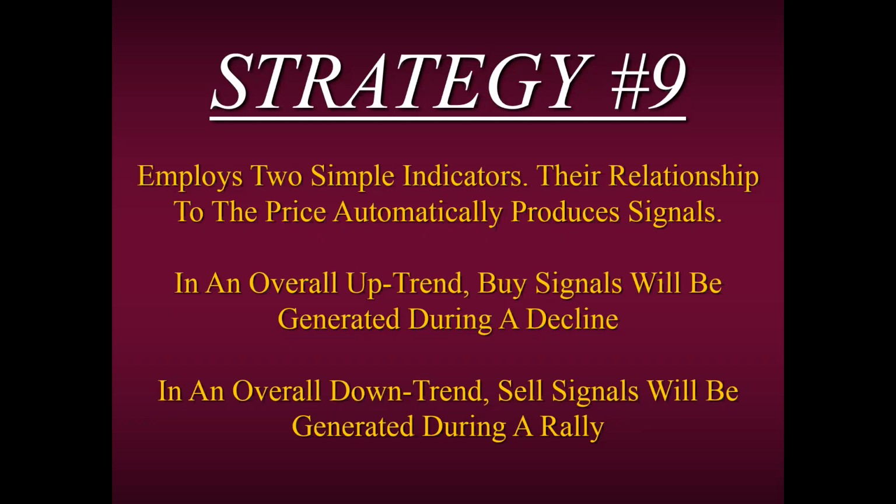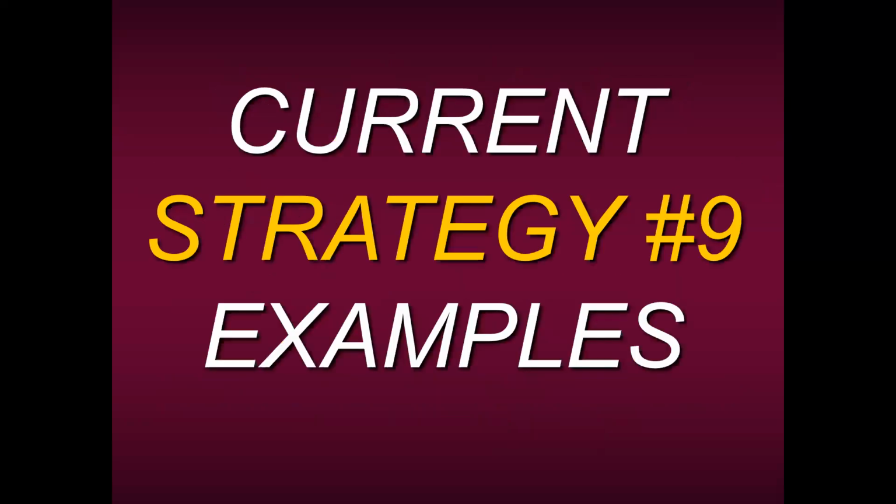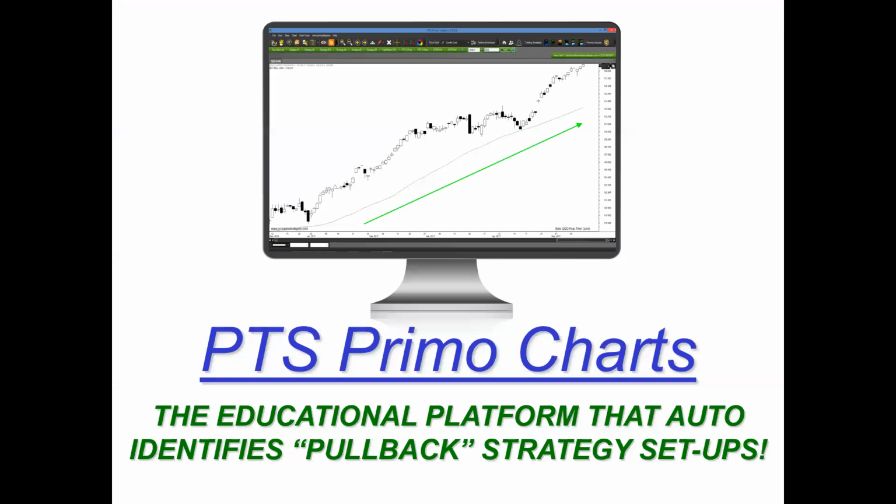So I really don't want to do that to all the people around the world that have purchased strategy number 9. Now, in an overall uptrend, buy signals will be generated during a decline, obviously. And in an overall downtrend, the sell signals will be generated during a rally. So let's look at some current strategy number 9 examples and show you the process that you could go through, and show you how simple it is by using our platform, the PTS Primo Charting platform that actually identifies these pullback strategy setups.